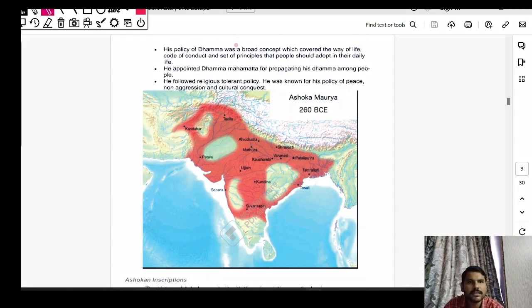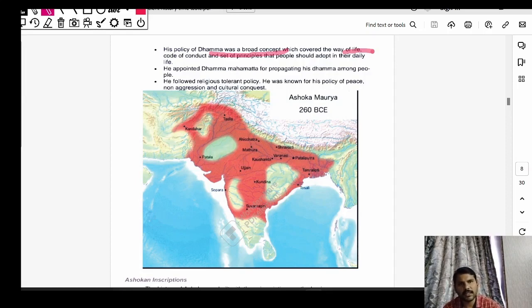Dhamma was a broad concept which covered the way of life. Basically, tolerance. You have to be tolerant. You have to be considerate towards elders, slaves, etc., and no violence, etc. And because of these things, India even back then was a very heterogeneous community. Any direction you go, the culture keeps changing.